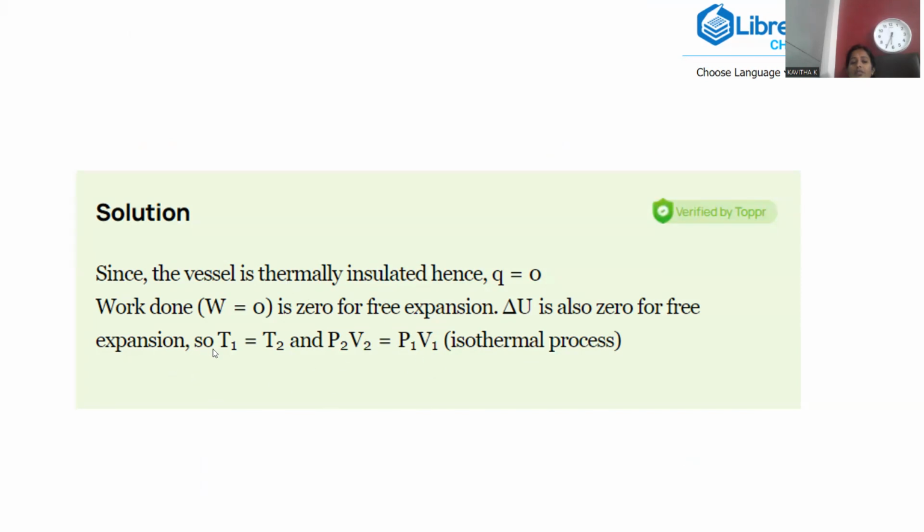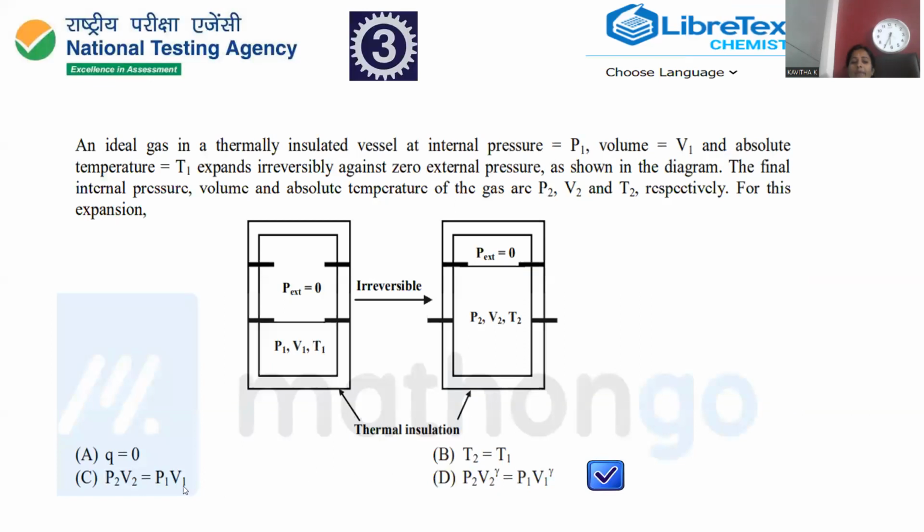So if two temperatures remain the same, we can say isothermal. Isothermal means temperature remains constant. Volume remaining constant is called isochoric. Pressure remaining constant is called isobaric. Here you can notice temperature is constant, that's why it will be an isothermal process. So this is the way A, B, C are the correct answers. D will be the wrong answer for this question number 3.